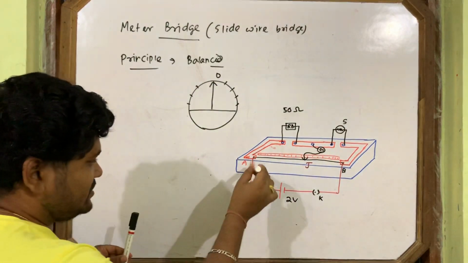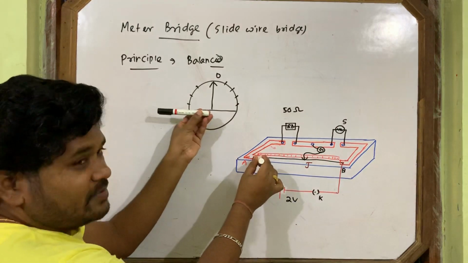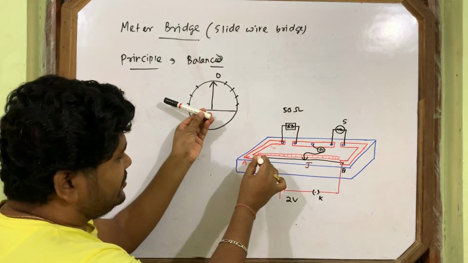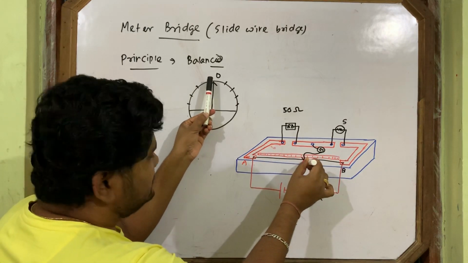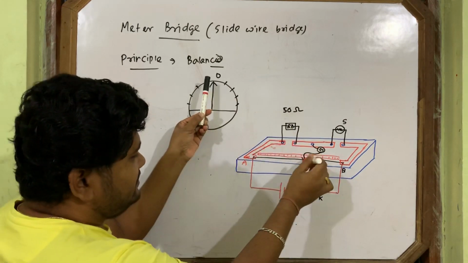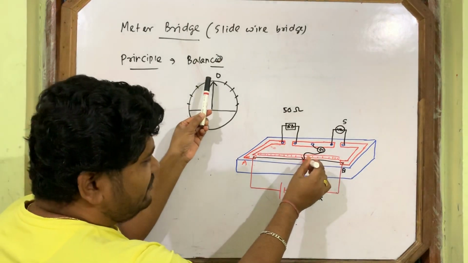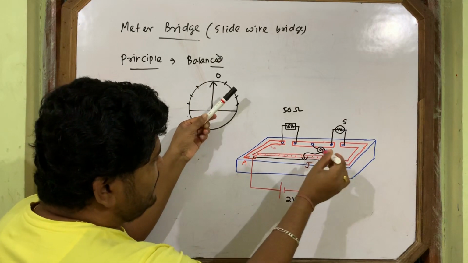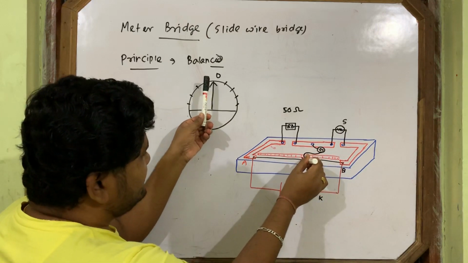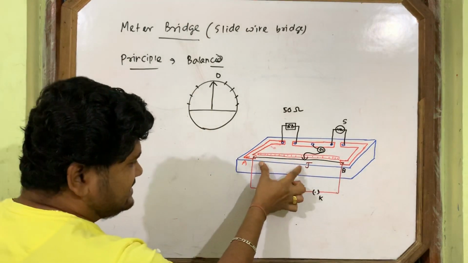Again I am doing it: the jockey is here, the galvanometer pointer is here. The jockey is going, the galvanometer pointer is going. See. The galvanometer pointer shows 0 deflection, the jockey is here. If we take it forward, you will get a deflection like this. But we need the null point, so keep it here and measure the length AJ.